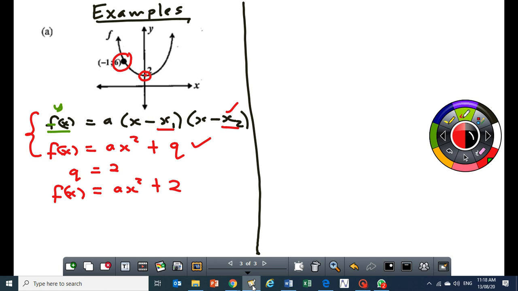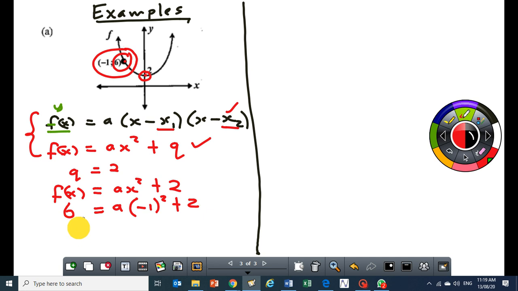Okay, once we know what q is, it becomes easy. So we are going to use this point where x is minus 1 and y is 6. When there is f of x, we put 6 because y at this point is 6 and x is minus 1. The objective is to determine the value of a first.